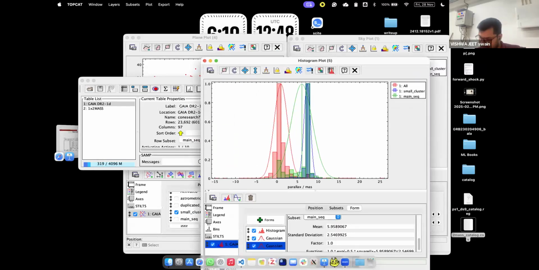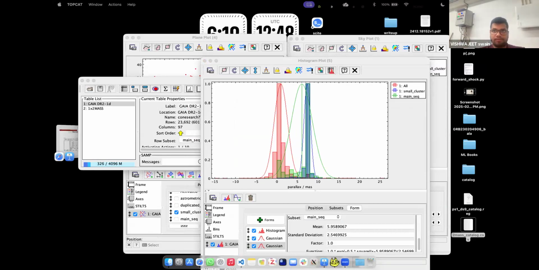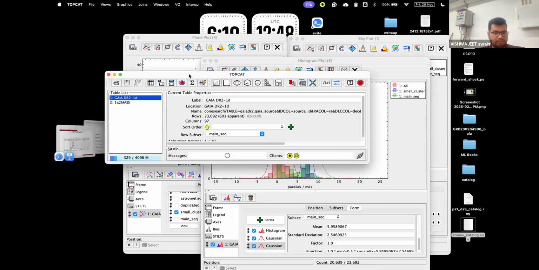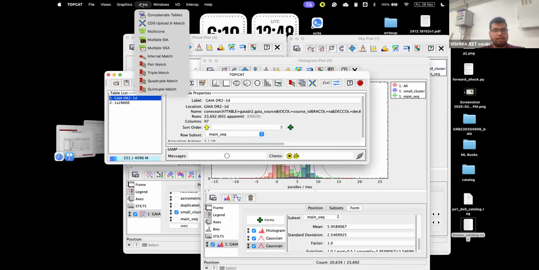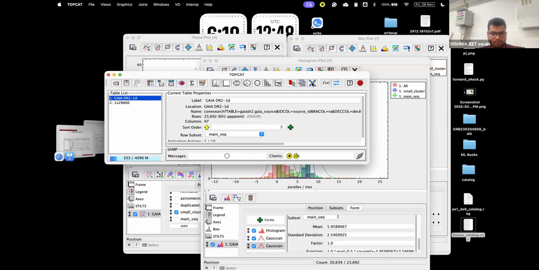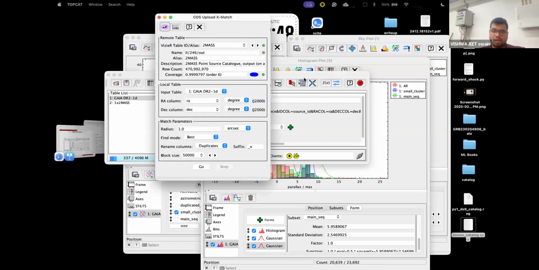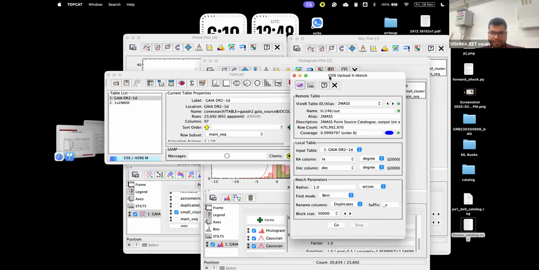I guess you can explore more of such types of plots. So, the next part is the CDS cross match, which we also did in Python. We can do the same here. Let me show you. This is the same window, and we are going to Join, and in Join you can see the CDS upload X match. It is matching to a catalog, or you can directly click on the similar icon and get the window.